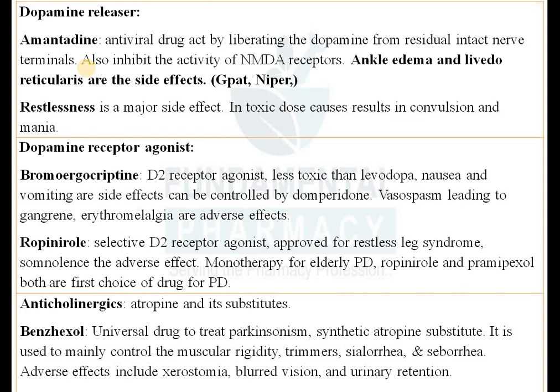Okay, and also it will inhibit the NMDA receptor. So it will inhibit the glutamate receptor NMDA. Then it has adverse effects. Amantadine has an adverse effect of ankle edema. आपका जो पैर का एंकल है उसमें एडिमा हो जाएगा, वो सूज जाएगा. ठीक है. So it is an adverse effect of amantadine. Then livedo reticularis. These are the adverse effects of amantadine.